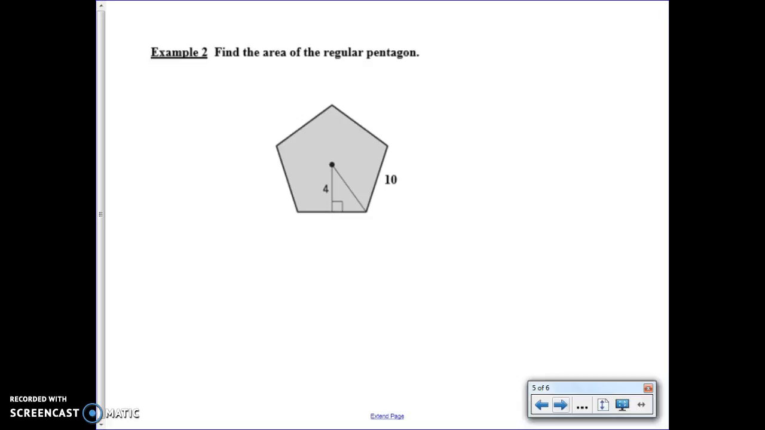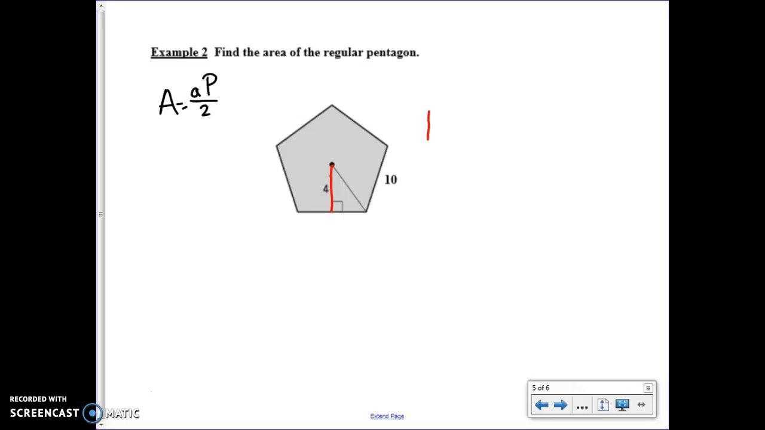So let's try one of these. Find the area of the regular pentagon. Immediately I'm going to write down this formula. A equals apothem times perimeter over 2. So I know the apothem. It's this vertical distance. But I don't know the perimeter yet. We can easily find it.